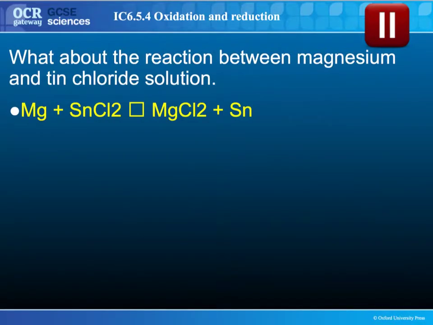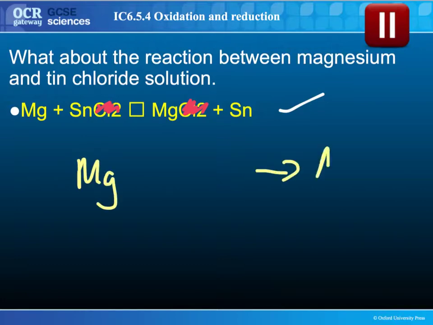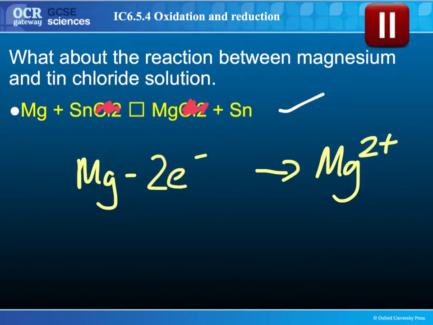So here we have the reaction between magnesium and tin chloride. First thing to do is check it's balanced, which it is. Second thing to do is to identify the spectator ion, which in this case is chloride. So for this purpose I'm going to ignore that. Then magnesium becomes magnesium ion. So if that's the case, it's becoming positive, so therefore it needs to lose negatives. It's becoming 2+, so it needs to lose 2-. So Mg minus 2e- gives you Mg2+.